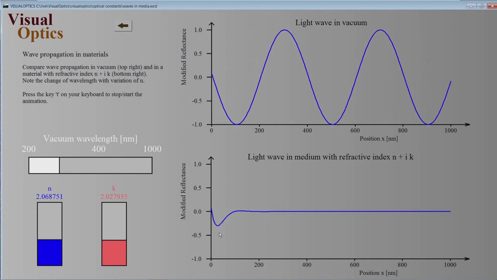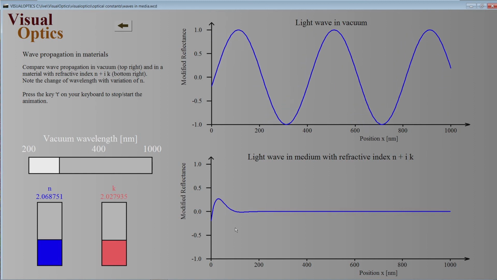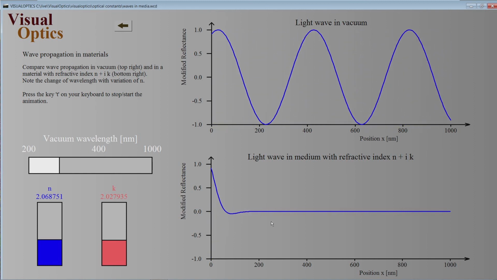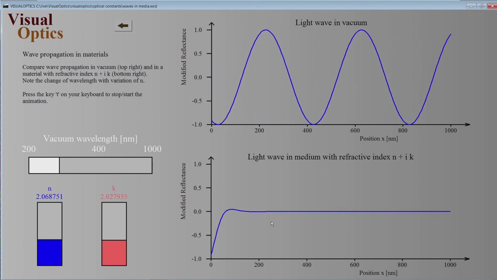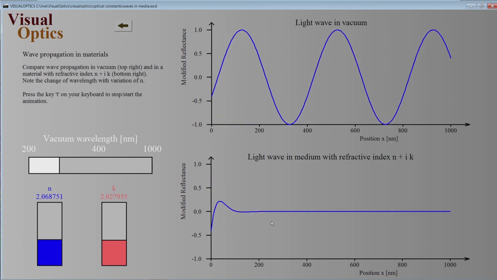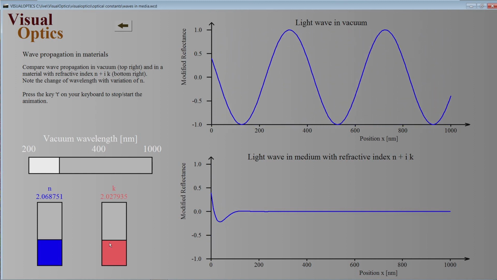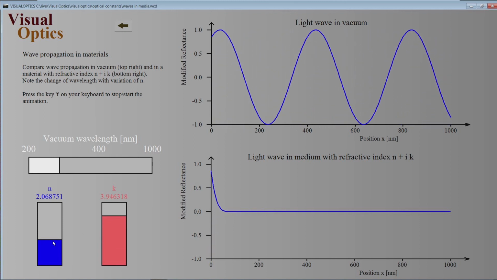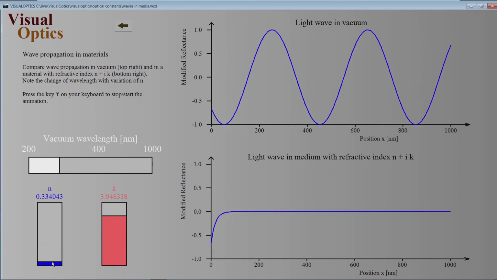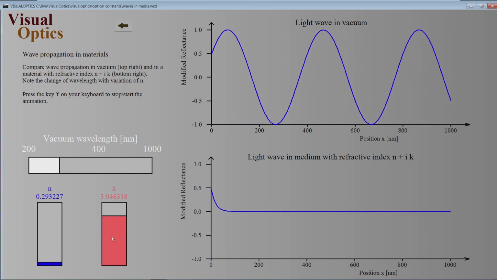The electric field is only different from 0 in a very shallow range at the surface of the material, but inside the material there is nothing. There is no light. It's absolutely dark. This is extreme in the case of noble metals. Noble metals have k significantly larger than n. So this would be the situation for something like gold or silver.